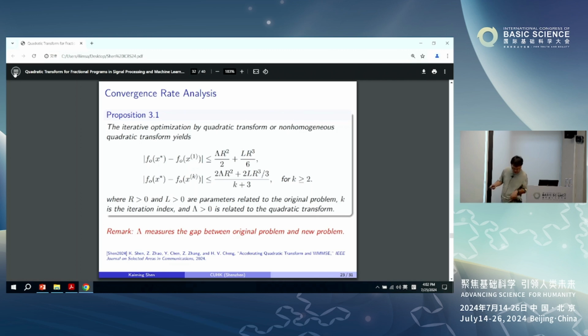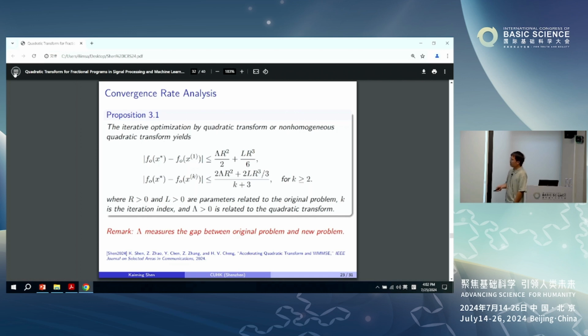And I also analyzed the convergence rate of the different algorithms. As we can see here, we have an inequality. On the left-hand side of the inequality is the gap between my current objective value and the convergence value. So k is the iteration index. So f of x1 refers to my objective value after one iteration. f of xk is the objective value after k iterations. And on the other side of the inequality is the error bound, which depends on parameter lambda. As you can see, the larger lambda, the larger error bound, and therefore the slower convergence.